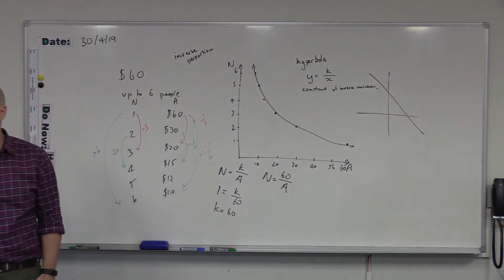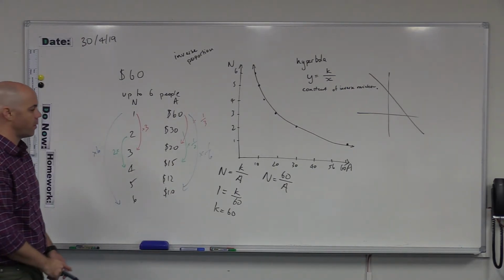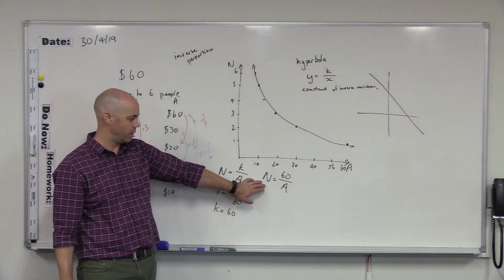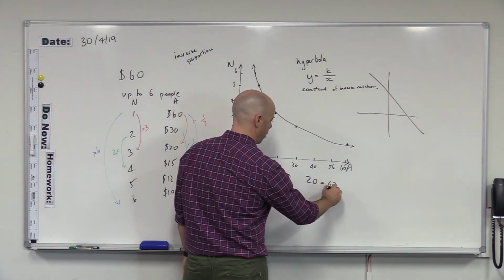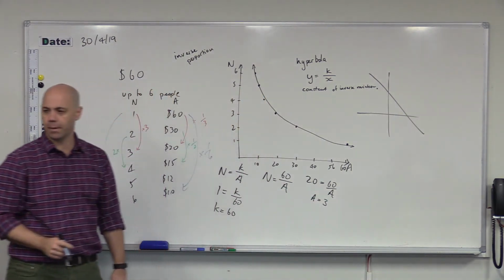So we could put any number of people into it, and we'd work out straight away what the amount would be. If we had 20 people to share it between, we would say 20 equals 60 over a, so a equals 3. For 20 people, you get $3 each.